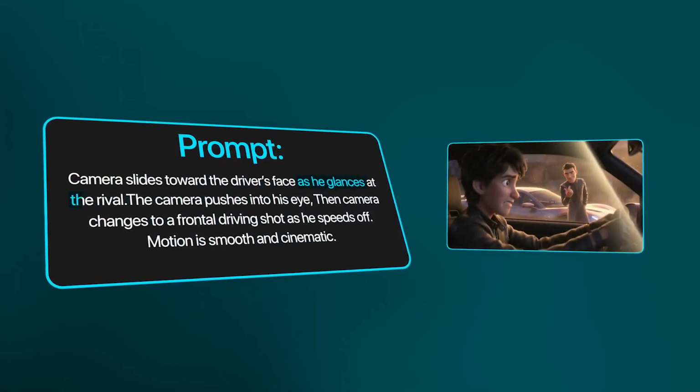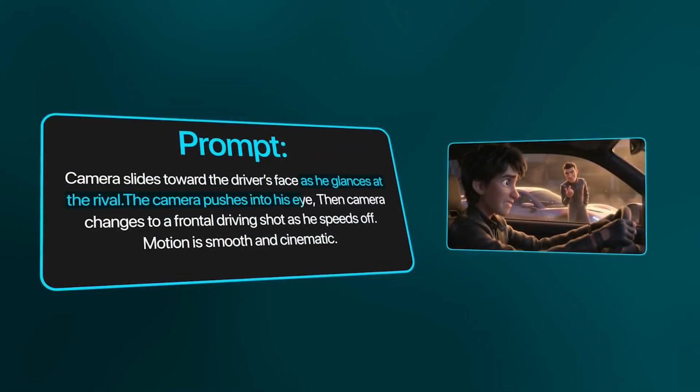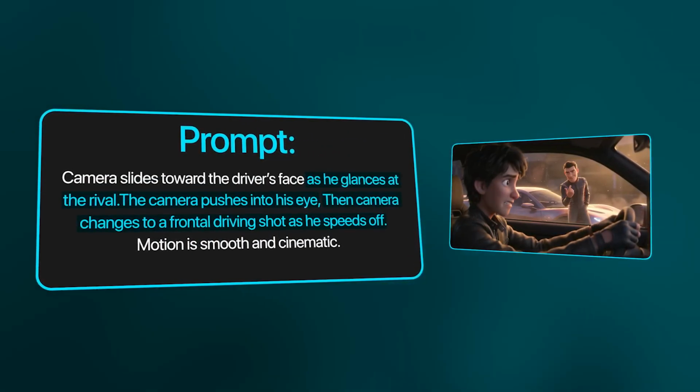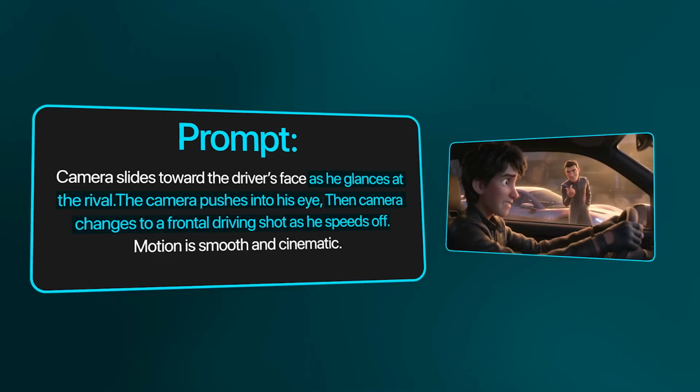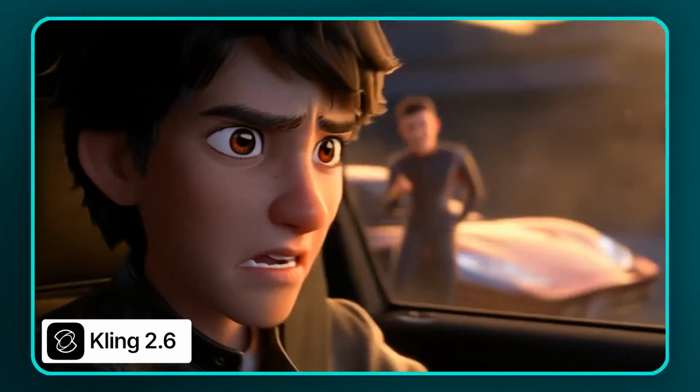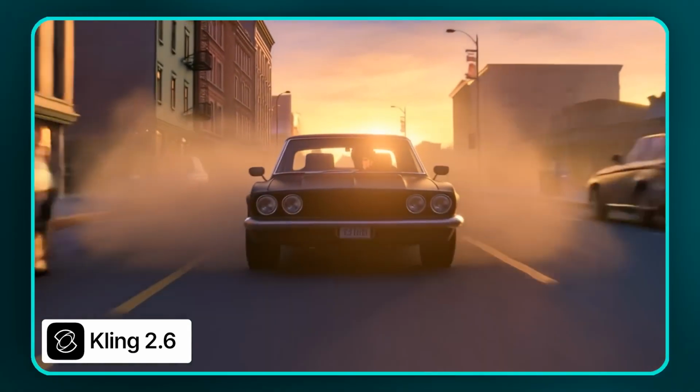This one involves character actions, multiple precise camera angles, and realistic driving motions. For this generation, we expect to see the camera smoothly slide toward the driver's face as he glances at a rival, then the camera transitions to his eye, then another transition to a frontal driving shot as he speeds off. The motion should be smooth and cinematic, with natural timing and perspective. We'll start with Kling 2.6.